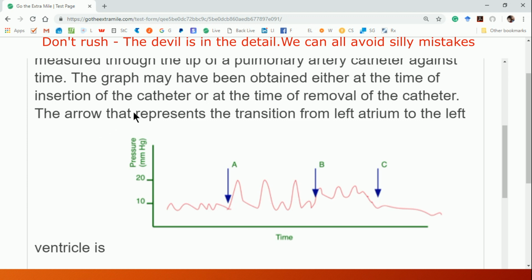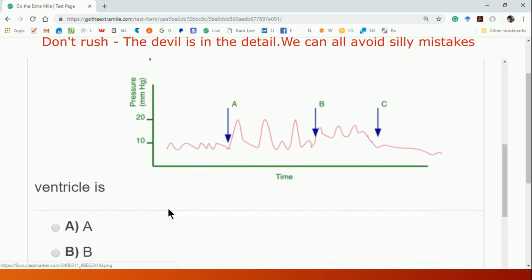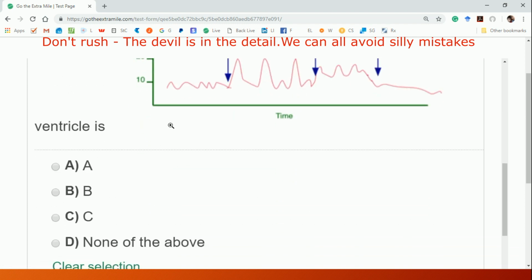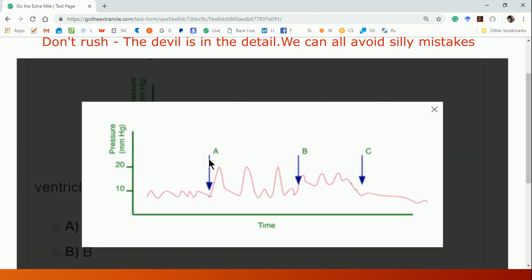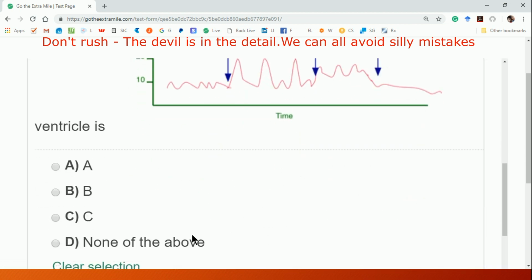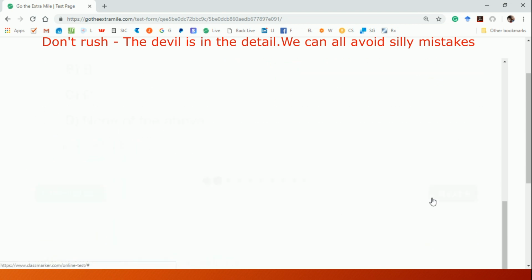The arrow that represents the transition from the atrium to the ventricle is, oh yeah, I know this one. At the level of the atrium you see a CVP-like trace, and as it goes into the ventricle it starts to look like an arterial-line trace. So I'm going to say this is the point. A is where it goes from atria to the ventricle. Okay, I'm going to click A and let's see if I've got it correct.